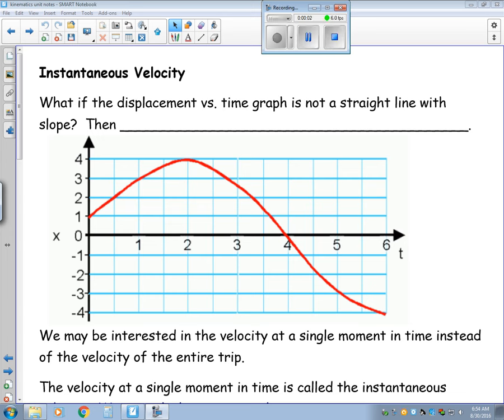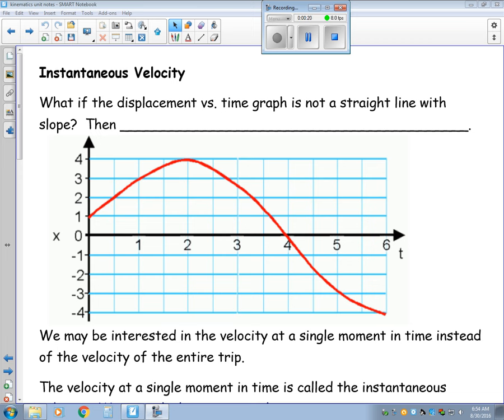This is video 2 for the kinematics unit. In this one, let's talk about what happens if a displacement versus time graph has no straight lines on it. How do we interpret slope with something that doesn't appear to have any slopes?